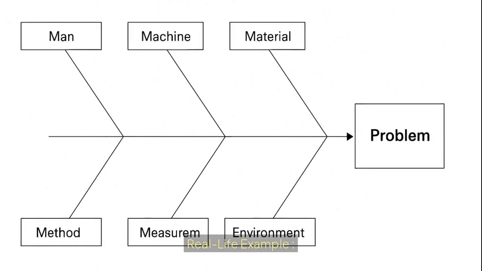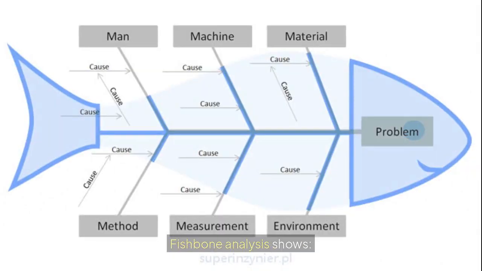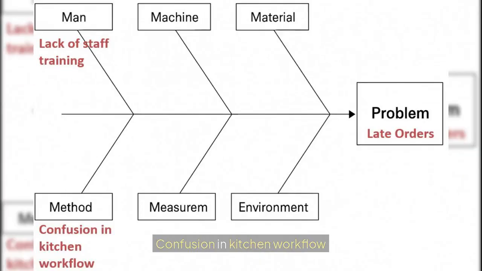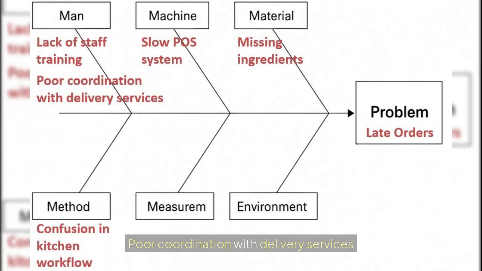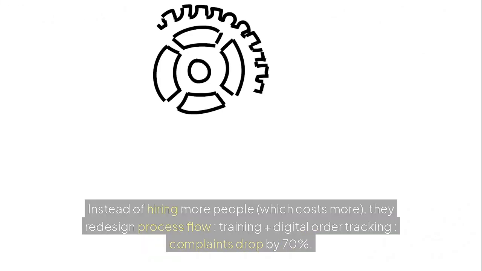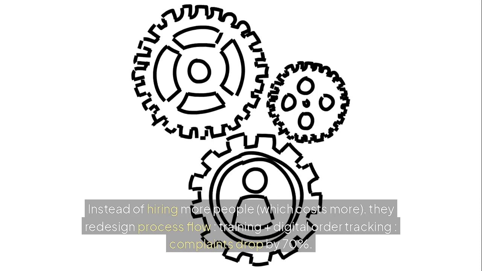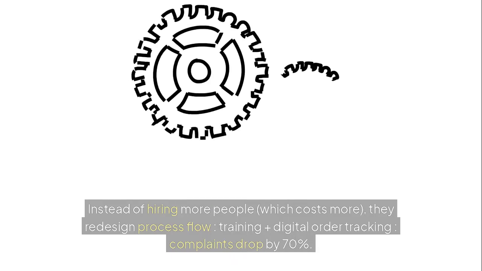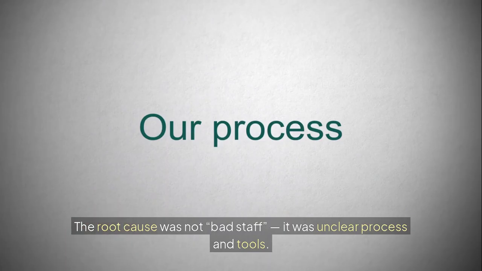Real-life example. A restaurant constantly receives complaints about late orders. Fishbone analysis shows lack of staff training, confusion in kitchen workflow, missing ingredients, slow POS system, poor coordination with delivery services. Instead of hiring more people, which costs more, they redesign process flow. Training plus digital order tracking. Complaints drop by 70%. The root cause was not bad staff, it was unclear process and tools.